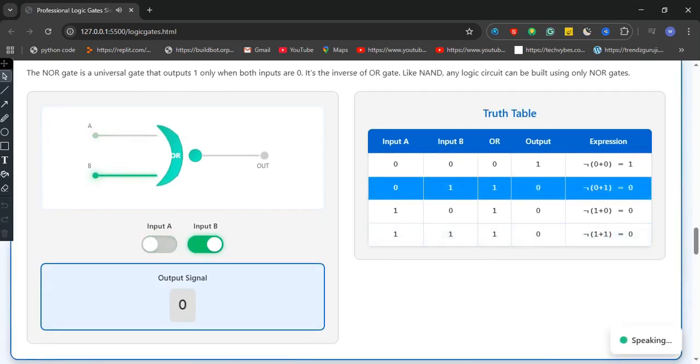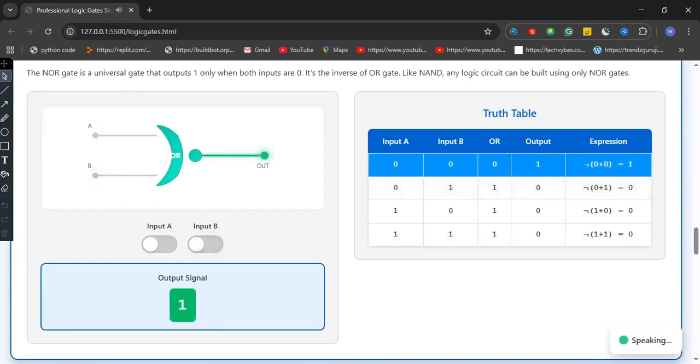NOR gate input A is set to low. At least one input is high, so NOR gate output is low. NOR gate input B set to low. Both inputs are low, so NOR gate output is high.